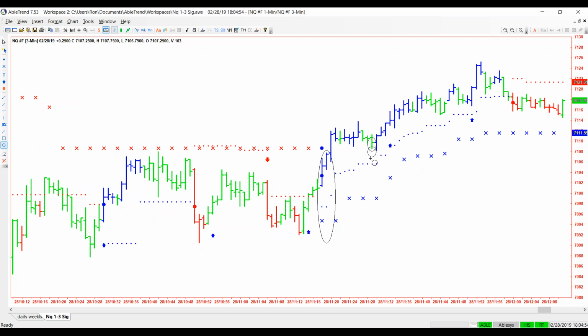Because what's been happening, and we're trying to avoid that, and believe me, it's very difficult to balance risk and reward. It's not easy. But that's what AbleTrend helps us with. So instead of just automatically getting out on the third green bar exit, we're going to put our stop loss 1 point below the bottom of the green bar.